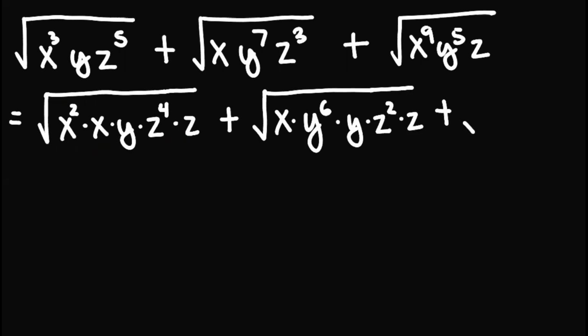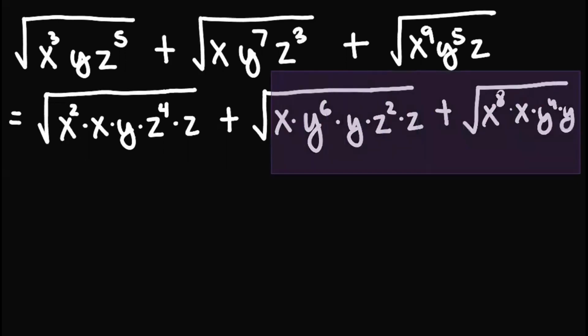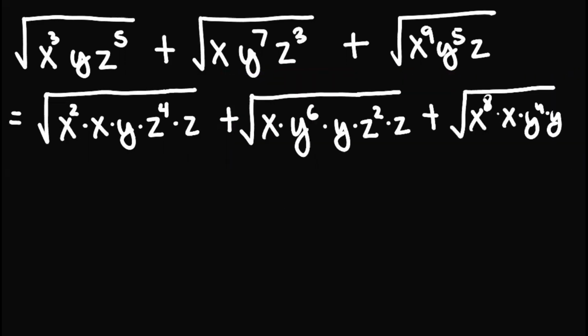Lastly, for the last radical, we can write this one as x raised to 8 times x times y raised to 4 times y. So there's no more space, so this one, and times z.